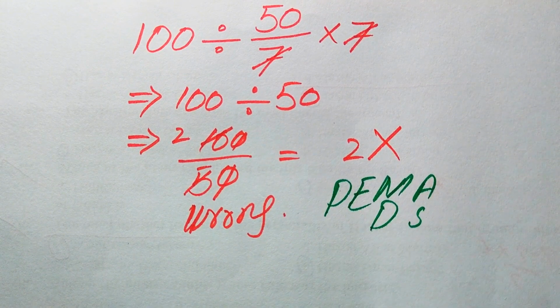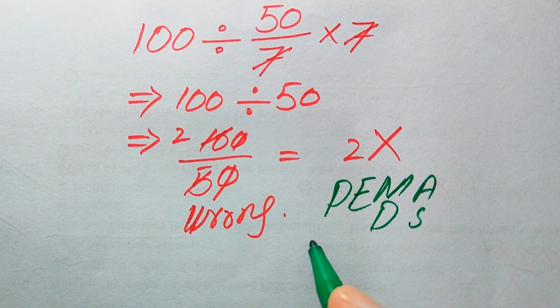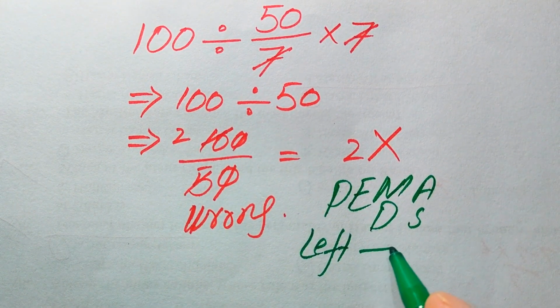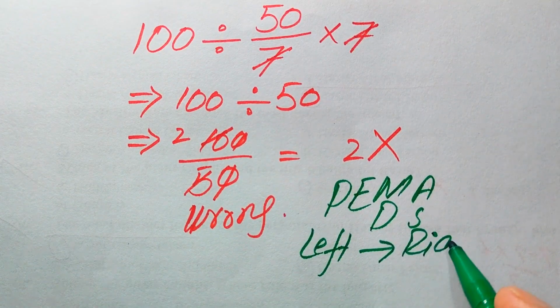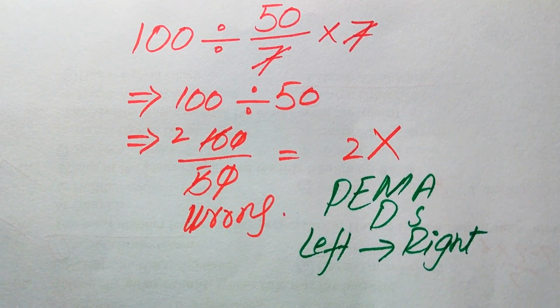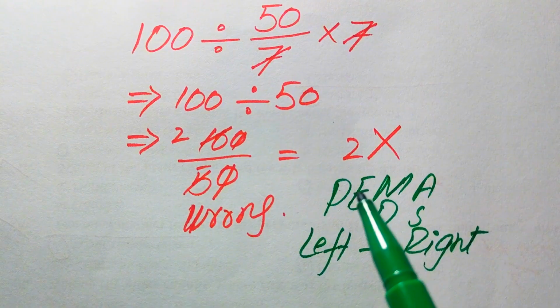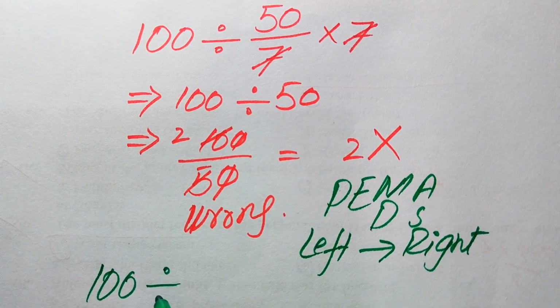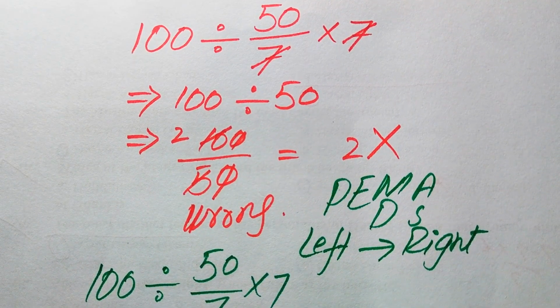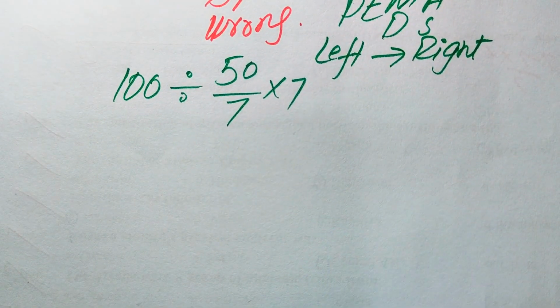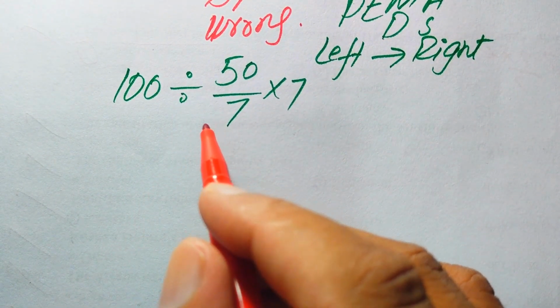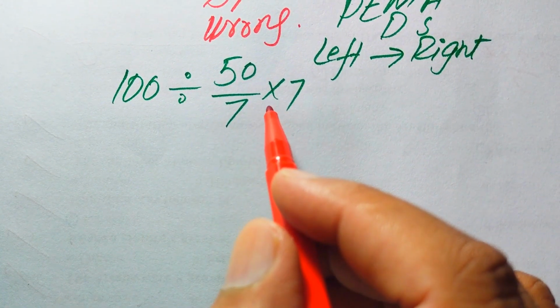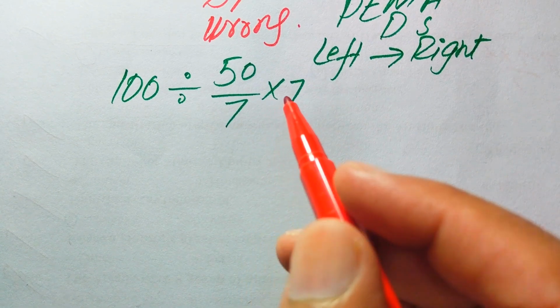So here we just remember this order of operation from the left side to the right side. Okay, so here we copy down the given question statement. Here it is 100 divides 50 over 7 times 7. This is the given question statement, and here you see that there are two operations used. The first operation is division and the second operation is multiplication.